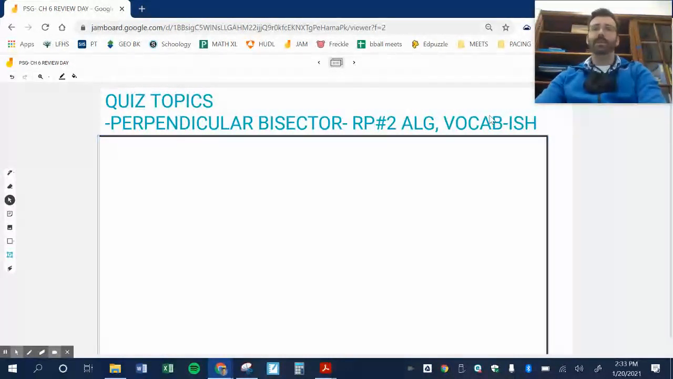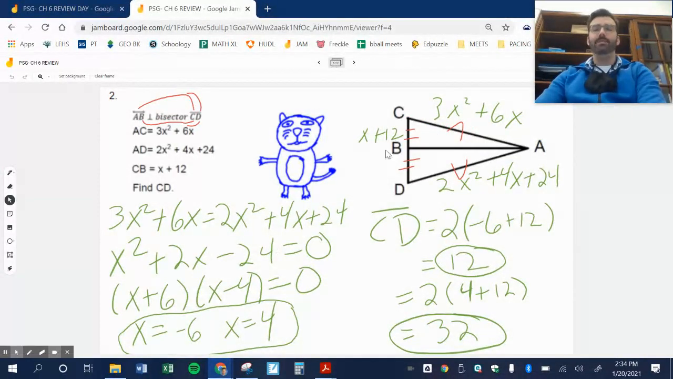There's going to be a vocab problem. Vocab means, let's say something is the perpendicular bisector. Well, what does that tell us? Like, I'm given that AB is the perpendicular bisector here. So I can say that AC and AD are congruent and that CB and DB are congruent. That's the type of question you would answer. That's the quote unquote vocab part of it.